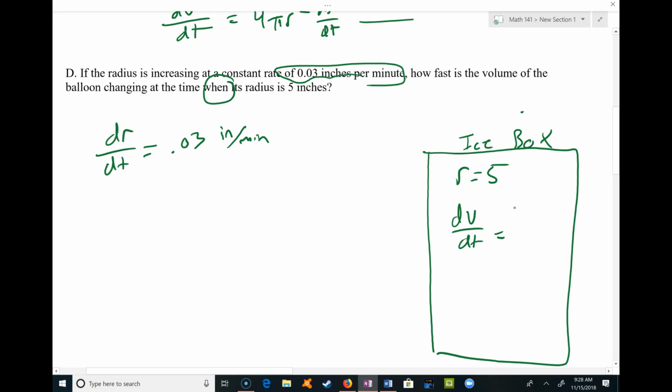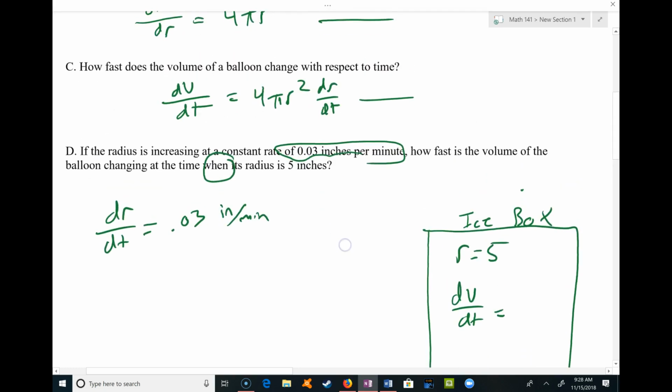Now, have we accounted for all the information in the question? Yes. So now we just got to answer the question. So this is where the related rate idea comes in, right? So I know one rate, right? I know the dRdt. I don't know dVdt. So I'm going to use this equation that relates the two rates to find dVdt. Okay? So I'm going to take dVdt equals 4 pi r squared times dRdt. And that's my equation, right?